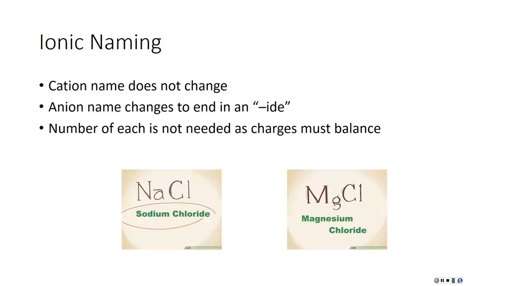So what about if we're going the other direction? Instead of going from the formula to the name, what if we're going from the name to the formula? So for example, if I was to write calcium chloride. Calcium chloride here. How would you go about figuring out the formula for this?